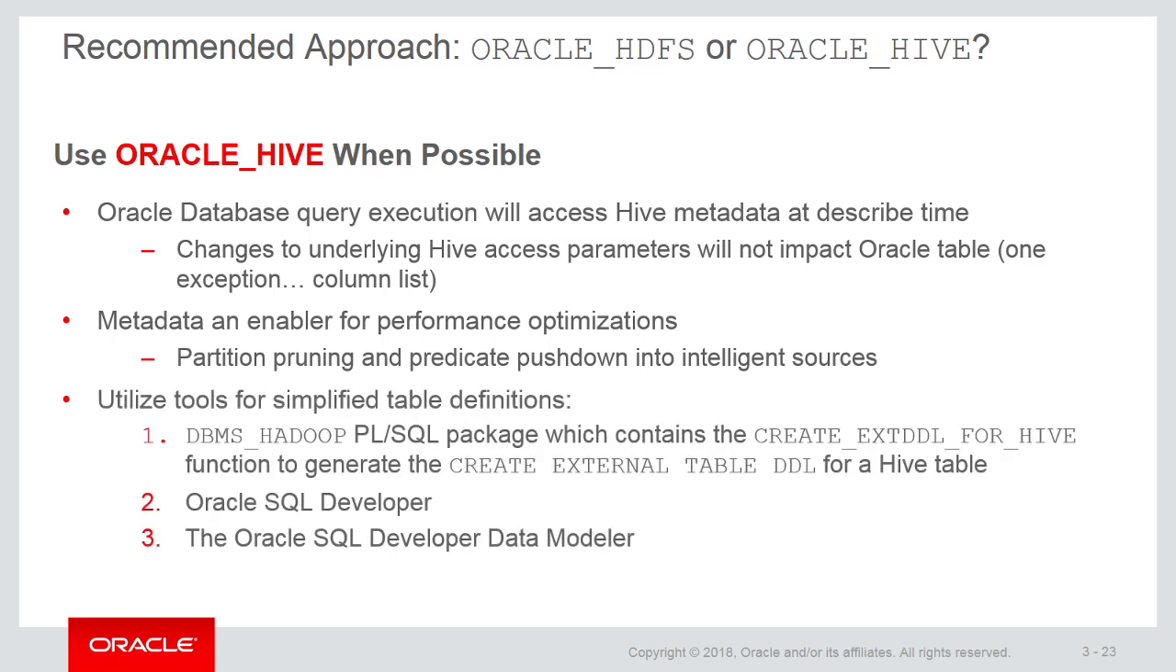To enable Oracle Big Data SQL to query Hive data, you must first define an Oracle external table for your Hive data. There are a number of tools available to help you create the Oracle external table definition. You can use the DBMS Hadoop PL/SQL package that contains the create ext DDL for Hive procedure. This procedure generates the data definition language, or DDL, to create an Oracle external table for a given Hive table. You can optionally edit the text of the generated DDL before execution in order to customize the external table properties.